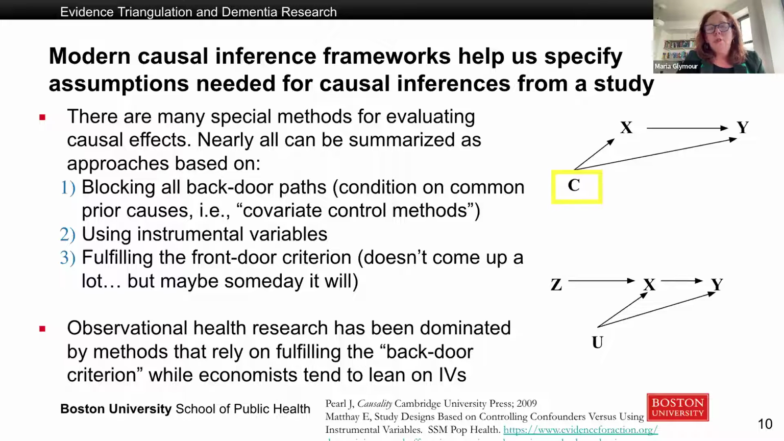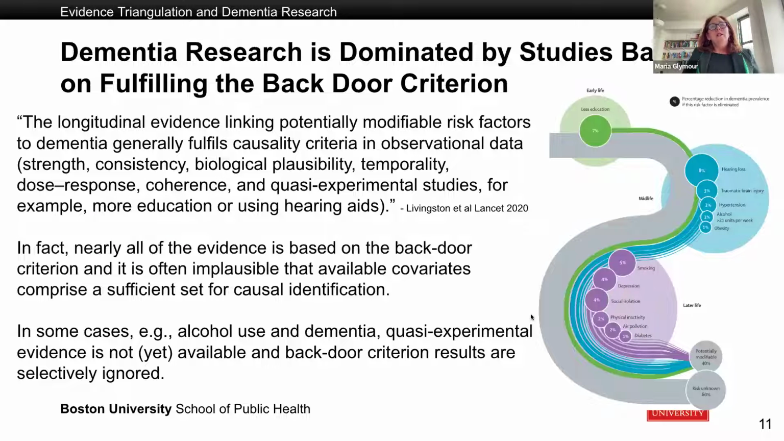A second approach is to use an instrumental variable. And the third approach is fulfilling the front door criterion. As of now, I think this doesn't come up a lot. I have high hopes, and maybe someday it will feature more widely in our work. But as of now, we're really looking at studies that use covariate control methods or studies that use instrumental variables. Observational health research has really been dominated by backdoor criterion-based approaches, while economists tend to lean much more on IVs or similar kinds of approaches.